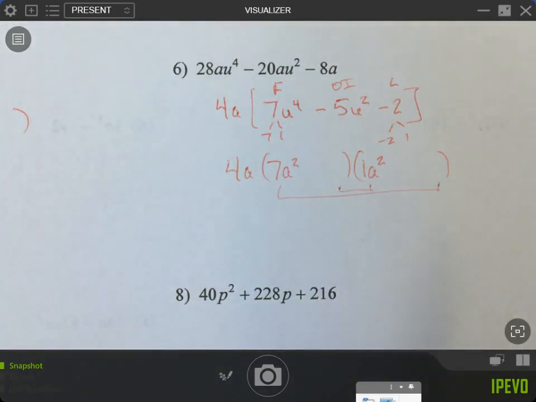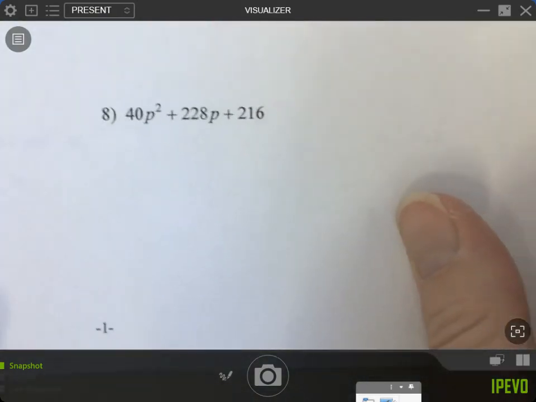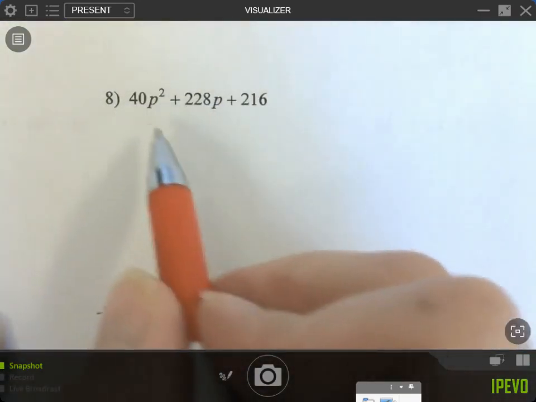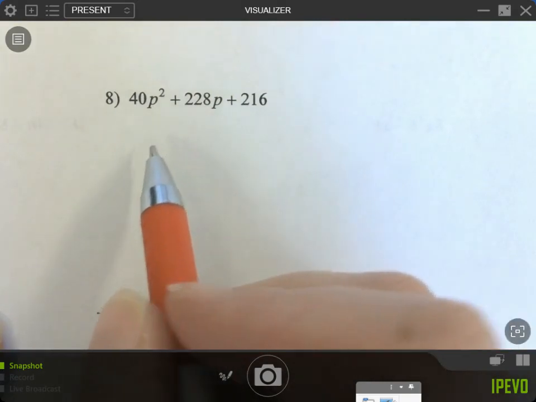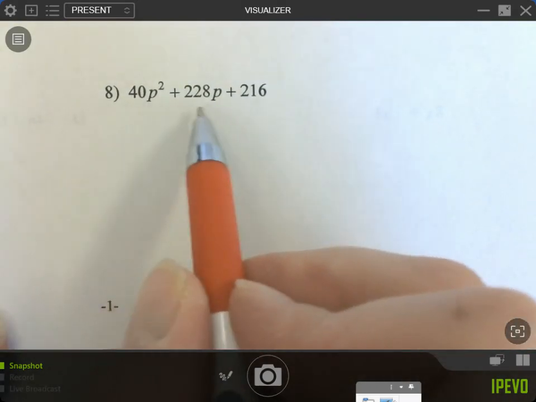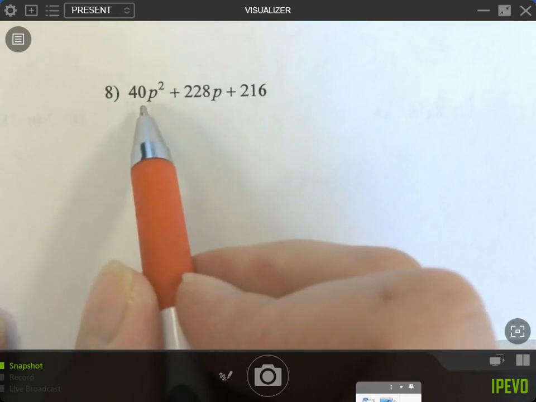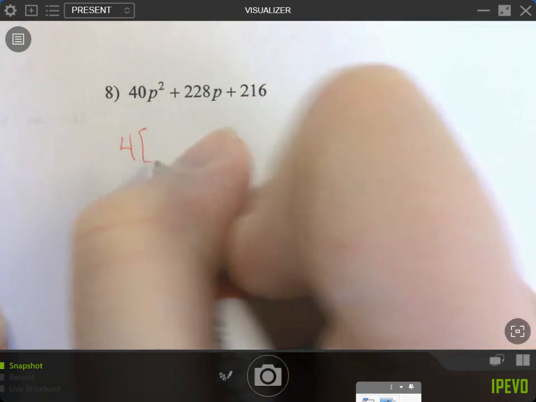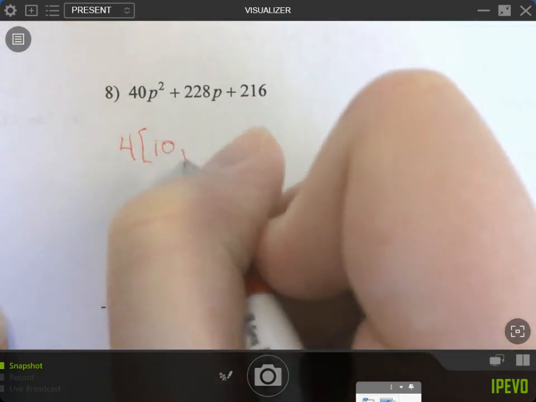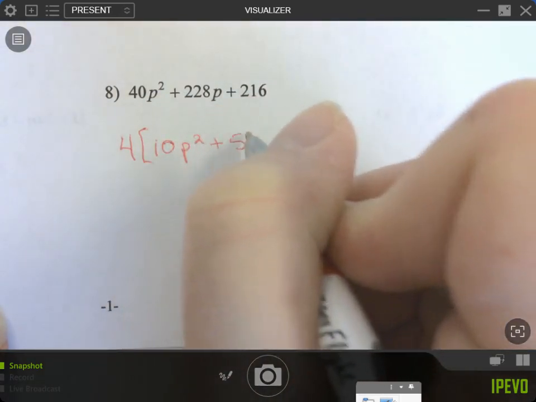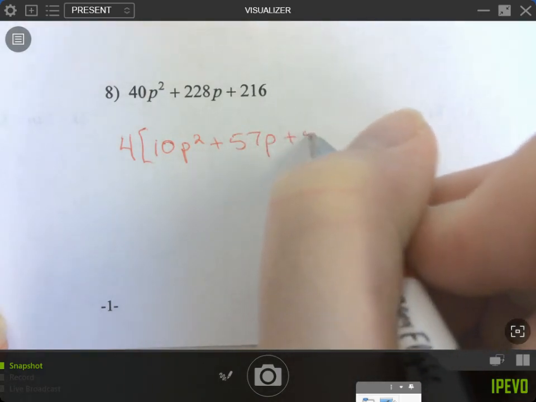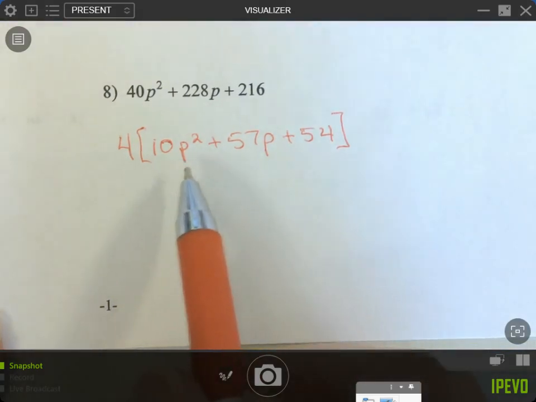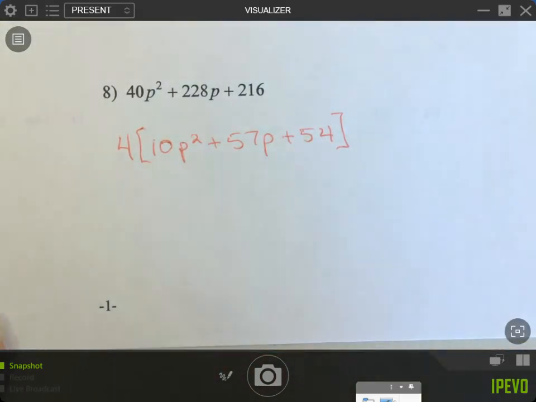All right, I'm going to take a little more time and work on example 8 with you because there's a little bit more ins and outs here. First thing, I don't want to work with such big numbers, so I am looking for a GCF. 40 obviously doesn't work, 20 doesn't work. I tried all these. I got down to 4 as my GCF. So if I take out a 4, you can use brackets or parentheses. I'm left with a 10p squared plus 57p plus 54. At this point, I know I got the GCF because 57 doesn't have any other common factors.